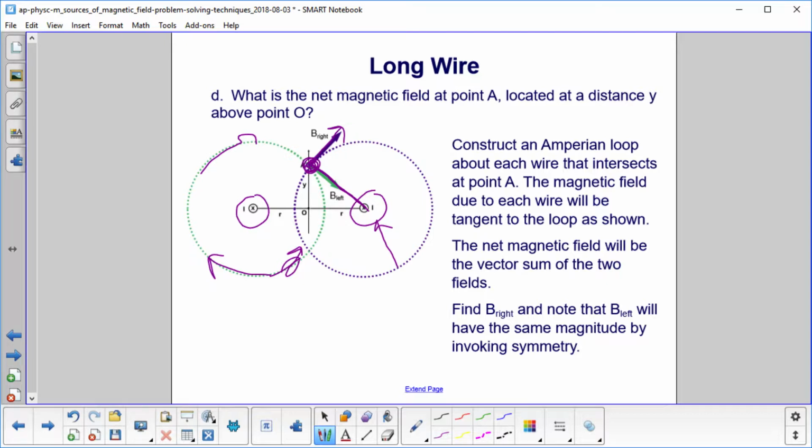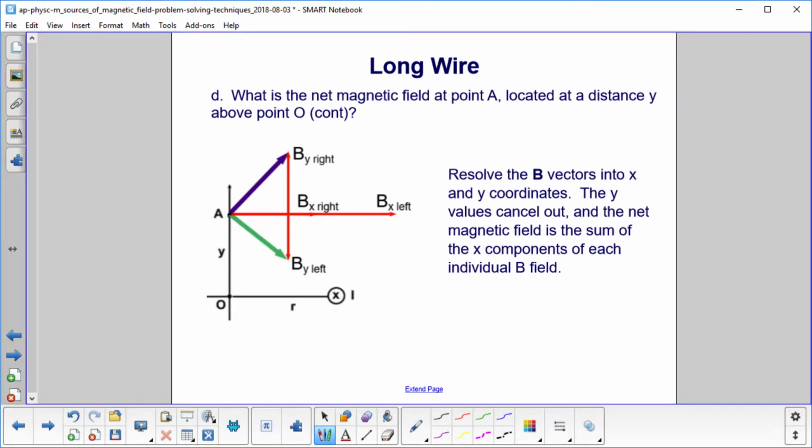So at this point here, oh, you can't see that, so let me just erase. At this point here, it will be tangent to the curve, so it'll be in that direction. So that's our two vectors due to the magnetic field of each wire. Let's zoom in on point A now, and we've gotten rid of the left-hand wire because we don't have room for it. And we have our two vectors.